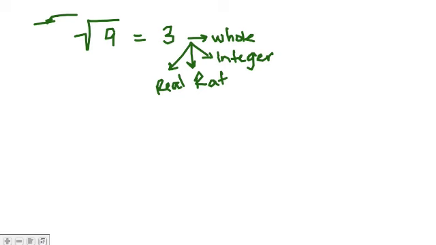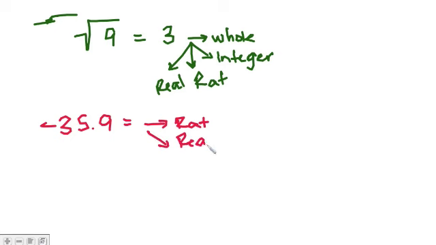Okay, how about this one? Negative 35.9. Well, it's a number we would find on a number line, so therefore it's rational and it's a real number. You could really owe someone negative $35.90. All right. So when you're going through these, you want to make sure you label them correctly.